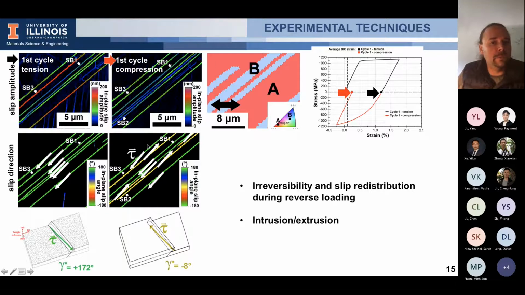However, after the compressive part, you notice that some of the bands are still in extrusion, but now some of the bands are also in intrusion. And with this kind of technique, you can also capture this extrusion-intrusion during cycling. This is also related to your irreversibility, and you can directly relate this to damage. So you really have a quantitative measurement of your irreversibility and of the localization of the plasticity during cyclic deformation.